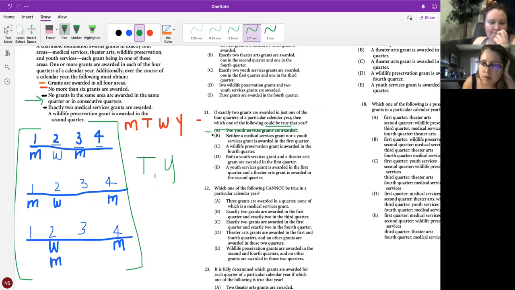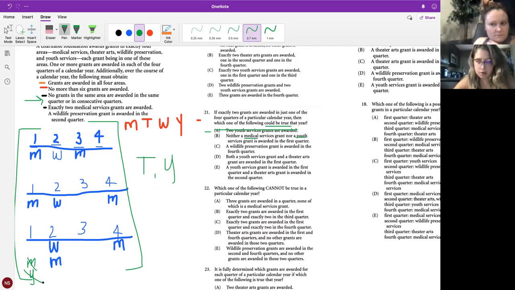Neither M nor Y is awarded in the first quarter. No, you can have M award in the first. Okay. Could it be true that we don't have either of these though? That we don't have M and we don't have Y in the first? They can't be together. Right. But it's saying that we don't have either of them in the first. Could that be true? That essentially what this is saying is that this is not M and this is not Y.